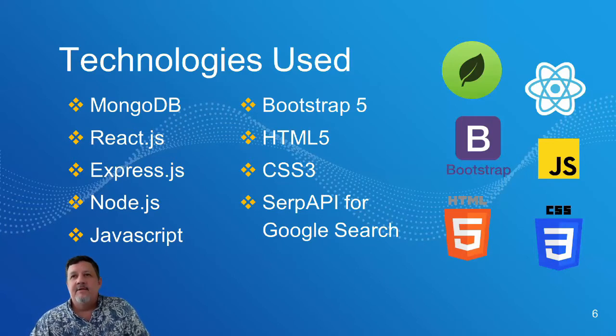To create this application, I used the following technologies: Mongo database to hold the data, React.js, Bootstrap 5, HTML5, and CSS3, along with some JavaScript, was used for the front end, the part that the users and the admin use. And then to interact with the database, there was Node.js, Express.js, and a SerpApi from Google search that helped find the items and the data for each item.